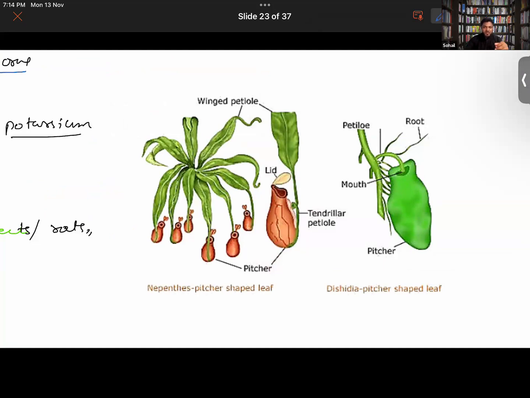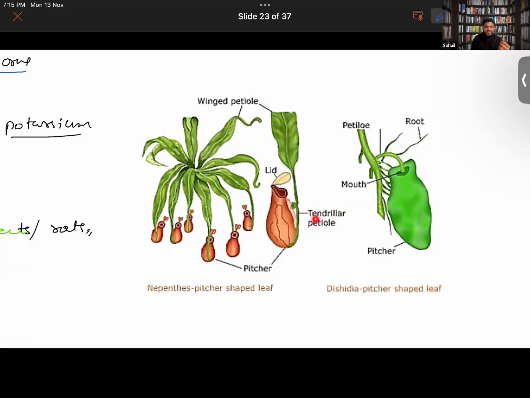So what basically happens, the inner walls of this pitcher plant are enriched with sticky substances. Sticky enzymes are present on the walls of the inner surface of this pitcher, right? And it also has a lid on top of it. This lid also has some very juicy and sweet enzyme falling from it. So the inner surface of the pitcher has a juicy substance on it, thereby insects will come to feed on it.